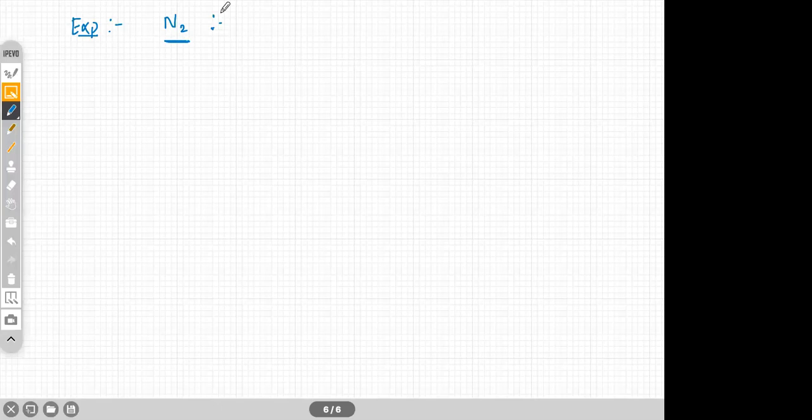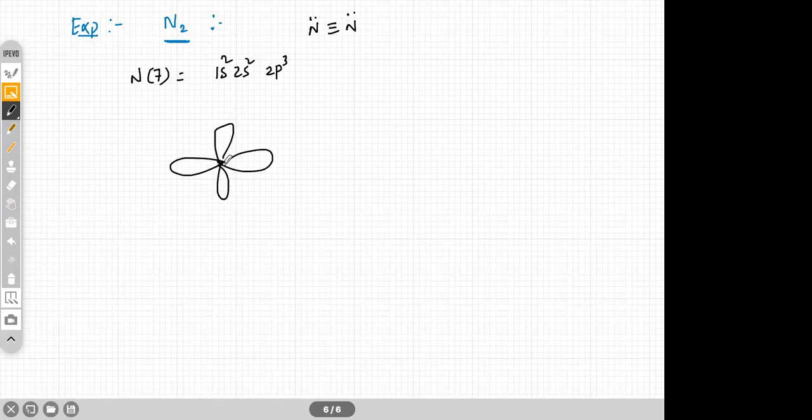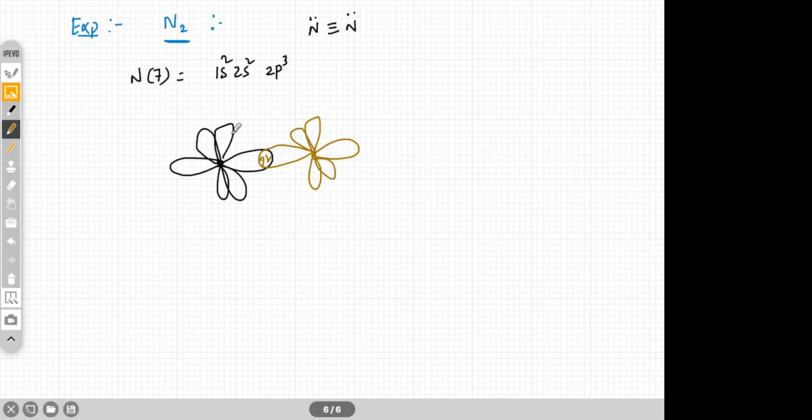Correct. So it is very much similar to the oxygen molecule. We know the nitrogen molecule has a nitrogen-nitrogen triple bond and a lone pair on each nitrogen atom. So if you look at the electronic configuration of nitrogen, it is 1s2, 2s2, 2p3. Three orbitals I am drawing here. Each of these orbitals has one electron.